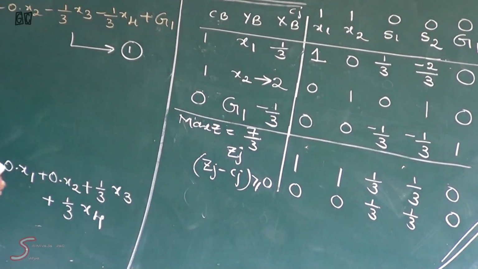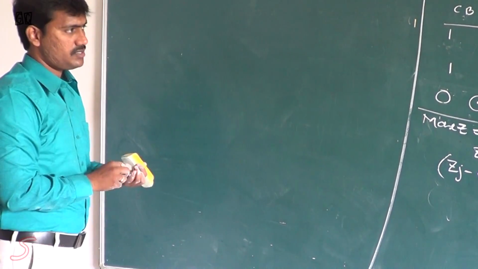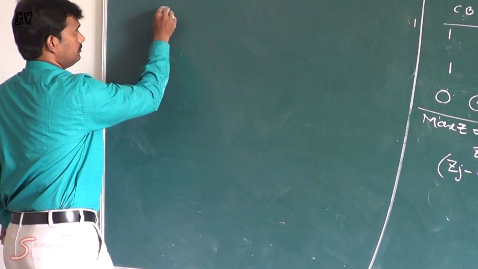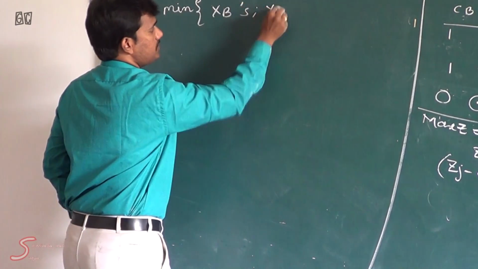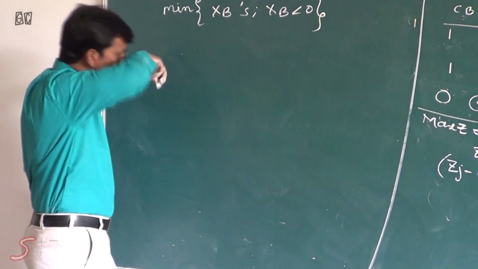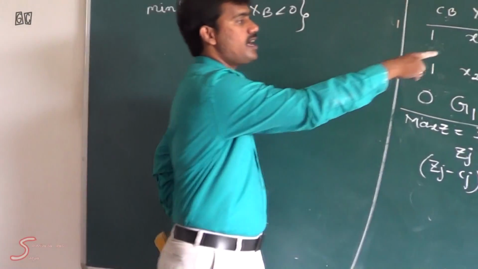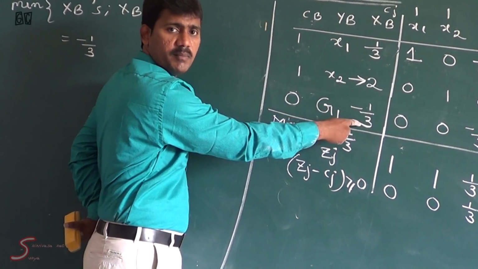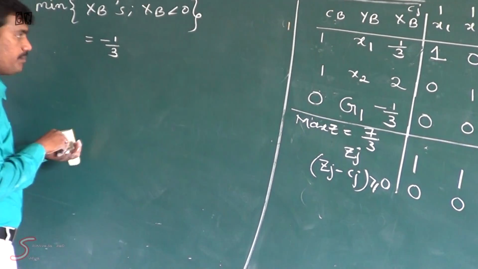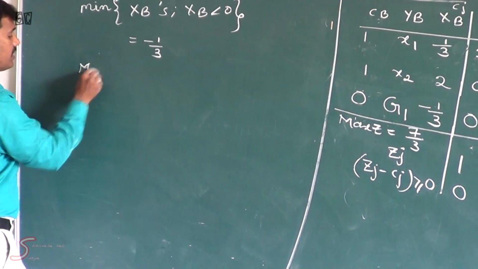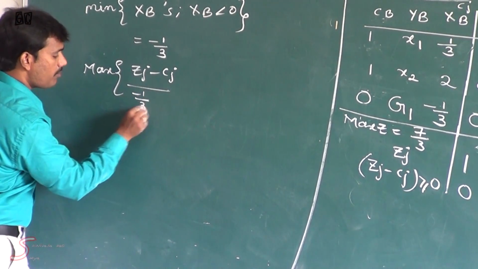That is, the dual simplex method conditions we have. That is, minimum of XB's, where XB's are less than 0. So obviously we have the minimum value, which is minus 1 by 3. That is, the XB's are 1 by 3 and minus 1 by 3. Obviously minus 1 by 3. So this is the first condition for the dual simplex method. And the next one, that is maximum of Zj minus Cj by the minus 1 by 3 row.